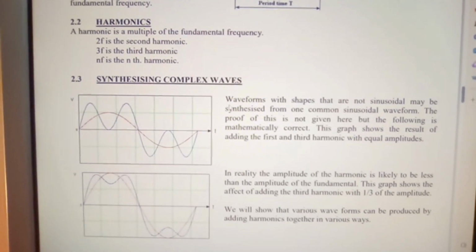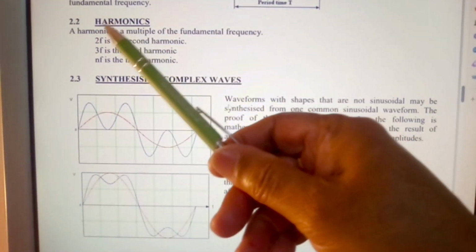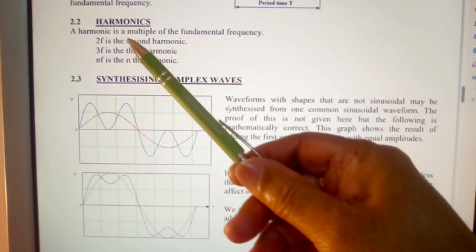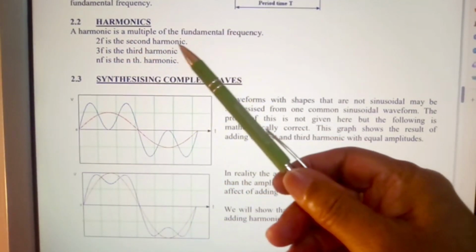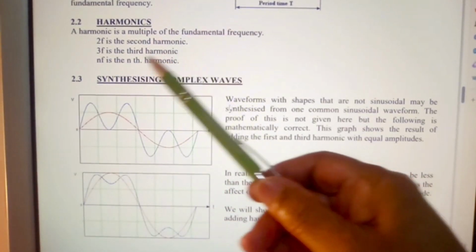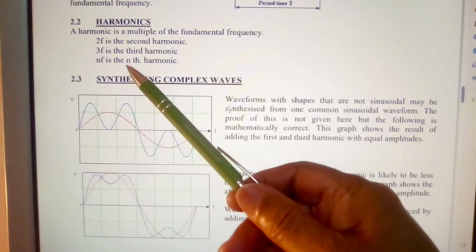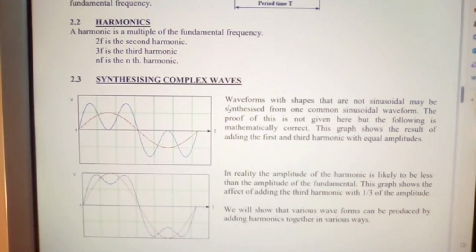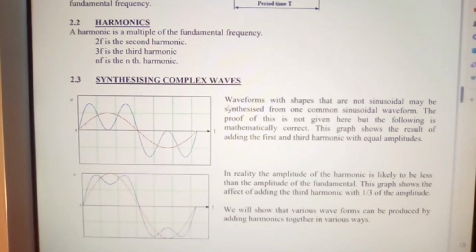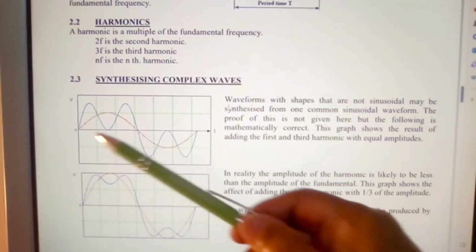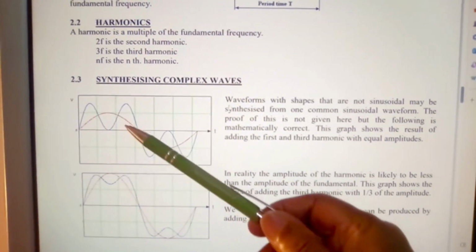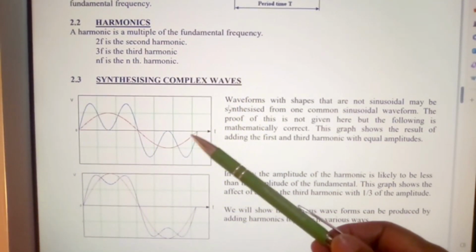Let's look at harmonics. A harmonic is a multiple of the fundamental frequency. 2F is the second harmonic, 3F is the third harmonic, NF is the nth harmonic, harmonics to any number, basically, okay? Synthesizing complex waveforms. Now here, that would be your normal waveform, AC.